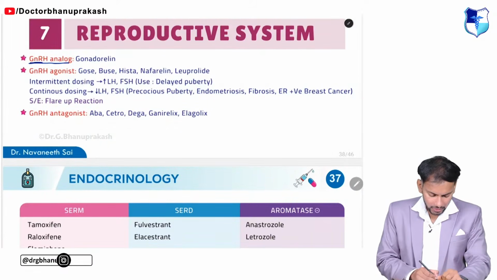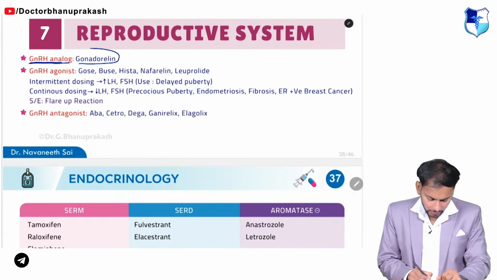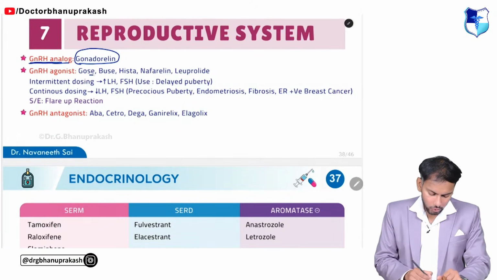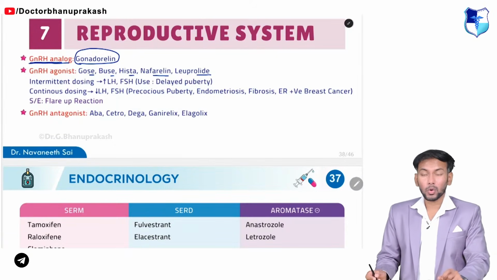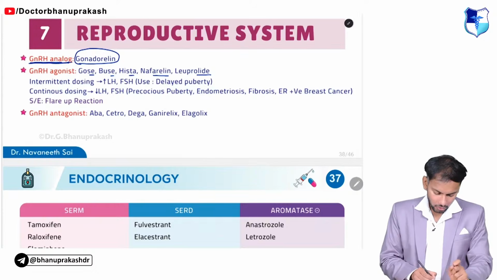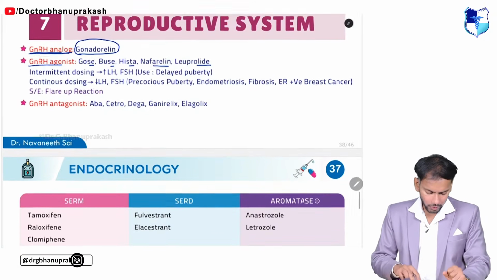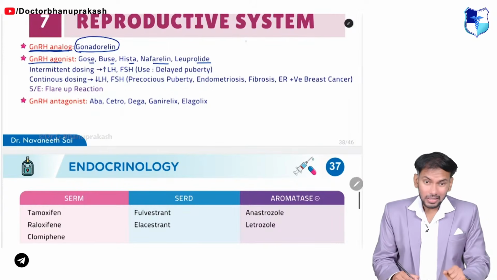Now, what is GnRH analog? That is gonadorelin. Now, we can give GnRH agonists. What are these? Goserelin, buserelin, histarelin, nafarelin and leuprolide. Gonadorelin is GnRH analog. GnRH agonists are the relins: goserelin, buserelin, all these relins. Okay. Now, here listen carefully.